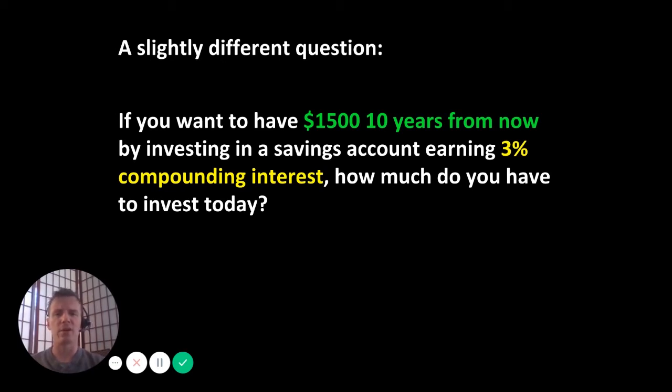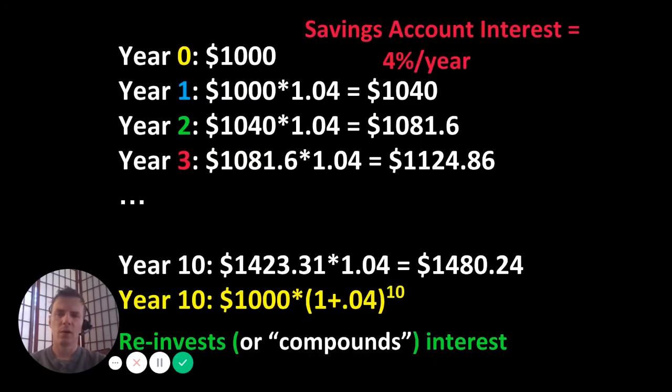And we know that there is a savings account available to us that earns 3% compounding interest per year. Now the question is, how much money do we have to invest today in that savings account to have exactly $1,500 10 years from now? So we're going to think about it in a similar way to what we just looked at.